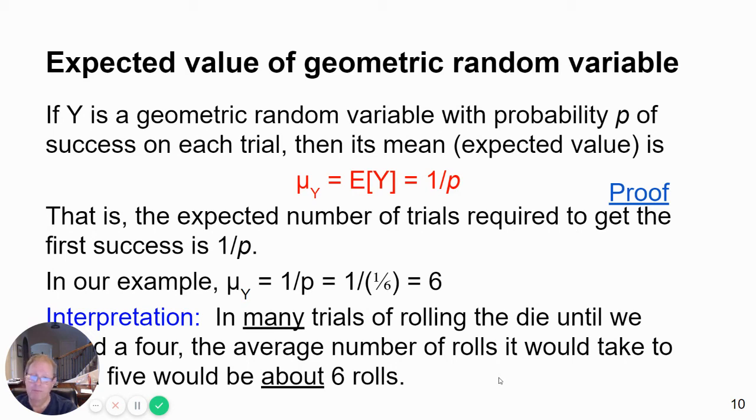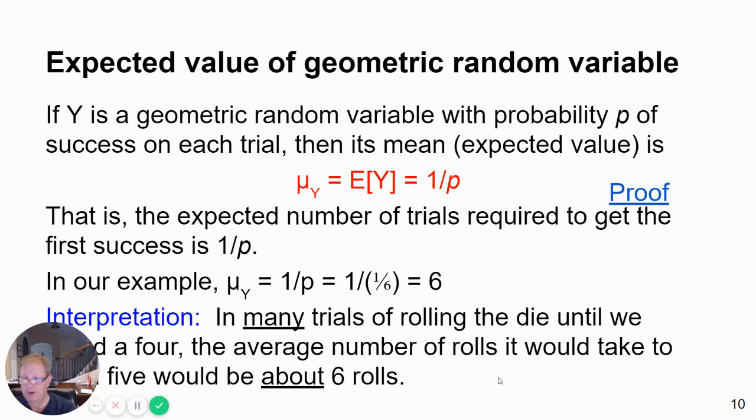In our example, what is the probability? We're looking for the number of trials until we got our first success, that is rolling a 4. Well, since the probability of rolling a 4 was 1/6, our mean was 6. And that shouldn't be surprising. If the probability of rolling a 4 is 1 out of 6, then on average we would expect that it would take 6 rolls to get a 4.